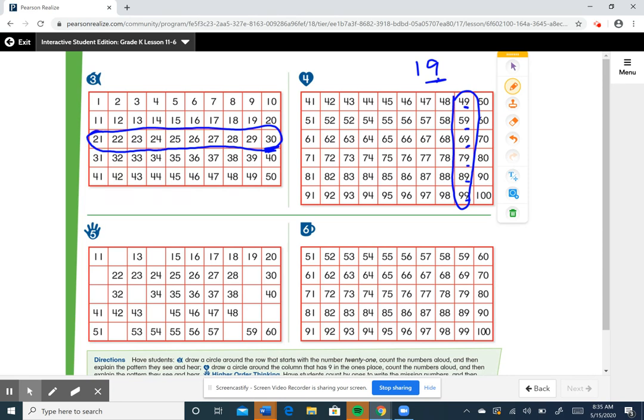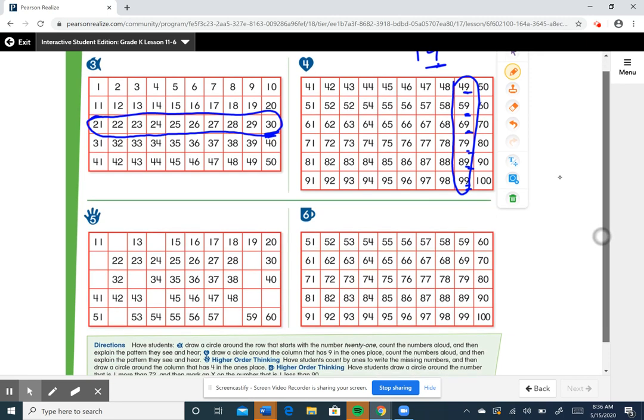Okay. Did you notice how this one started at 41? That might be tricky. But you always know that the 9s are going to be in the same column. And they're going to be right before our decade numbers. So you can find those decade numbers and you can move backwards one. And that's where all your 9s are. Good.